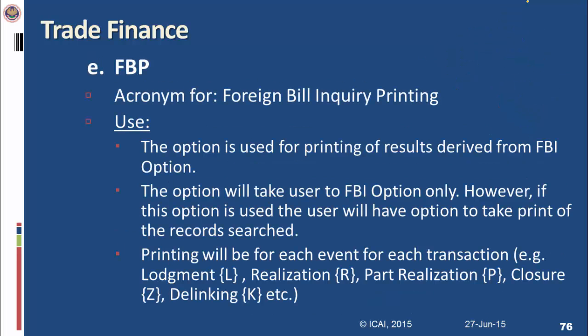FDP. If any of the reports or any of the information generated through FBI is to be printed, then we should use the command called FDP and not the FBI. It will give a printout, or it will enable the system to get a print of the result obtained through the FBI option. Right now, printing will be for each event. We need to understand the event. L is generally denoted for lodgement, R for realization, part realization is denoted by P, closure is Z, and delinking or the devolvement is with K.